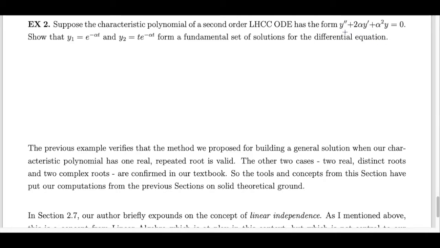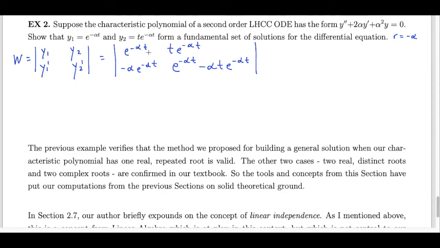In this next example, we're going to once again confirm a technique that we've used from previous sections. I'm supposing that my LHCC ODE has this structure here. If I was to factor the corresponding characteristic polynomial, I would get r equals negative alpha as one real repeated root. Given that, we would want to use these two functions to build my general solution. Are these two functions in fact robust enough to build a general solution from? Well, the way that we check is, as we've done in the previous example, let's calculate the Wronskian of these two and analyze the resulting expression.